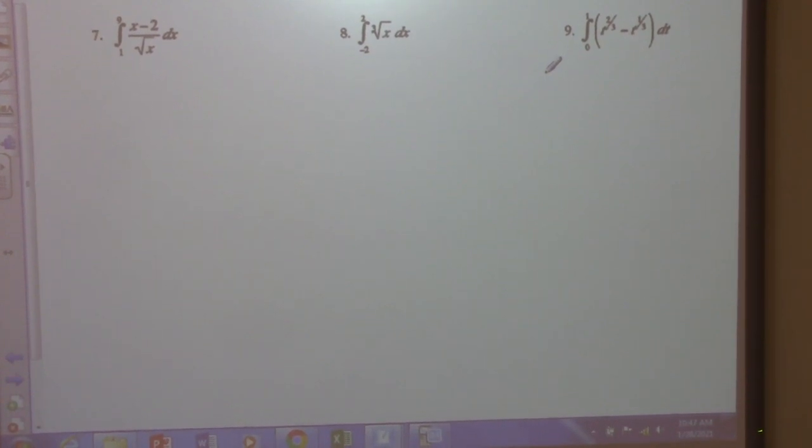Okay, ladies and gentlemen of calculus, we worked these problems out just a bit ago. And I will show the key to the worked out problems.